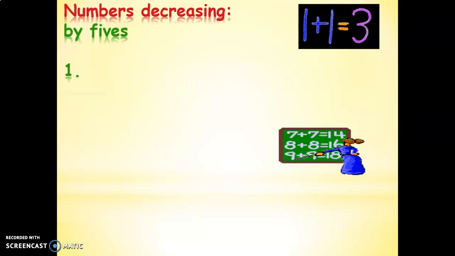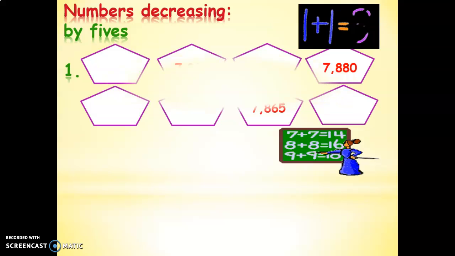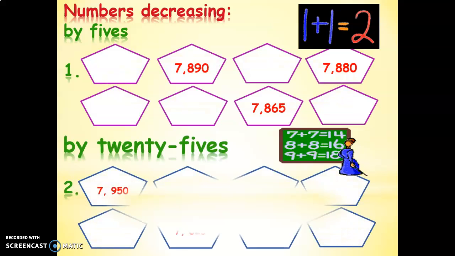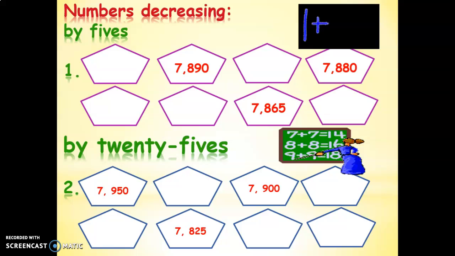Now if you do understand those two number patterns, try to answer this drill. For number 1, the numbers should be decreasing by 5s. And for number 2, try to think of the answer for numbers decreasing by 25s. Again, remember that it also means counting backward or using minus to get the answer. Try to think of your answers. And if you are finished, we can now see if you got them right.